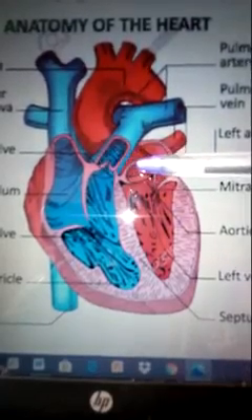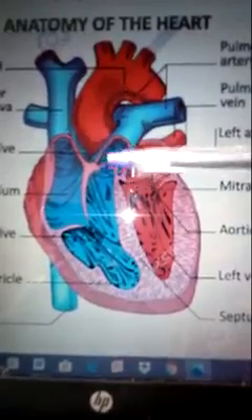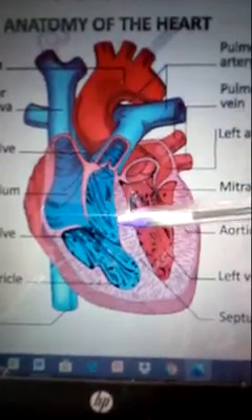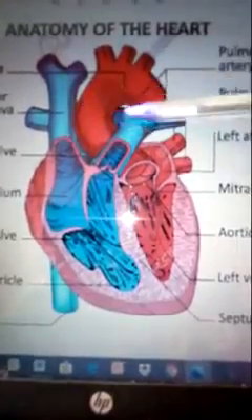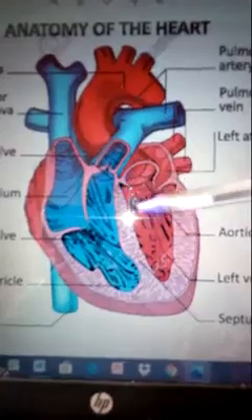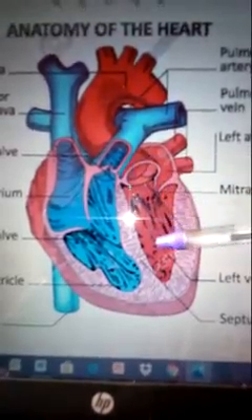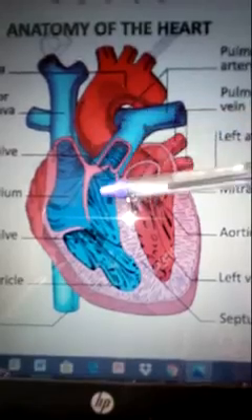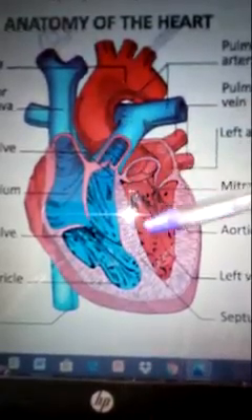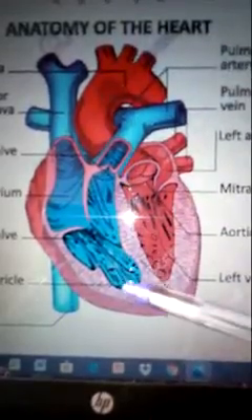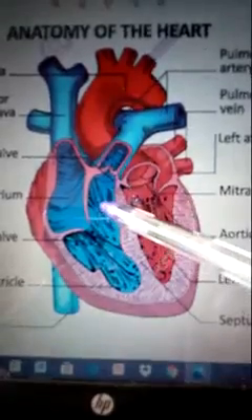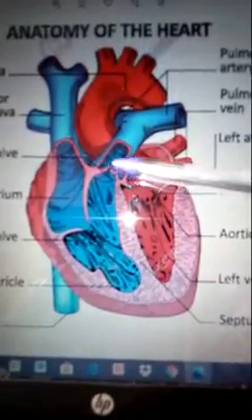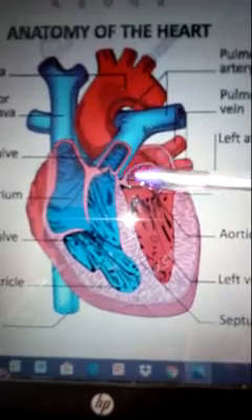The function of the two valves, the pulmonary valve and the aortic valve, is also to prevent backflow of blood from the vessels to the heart. They only allow blood to move from the heart to the vessels, but they prevent blood from returning from the vessels back into the heart. I want you to know something also, that the pulmonary valve and the aortic valve can also be referred to as semilunar valves.